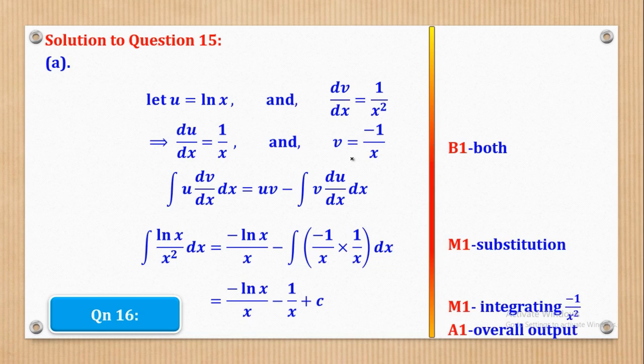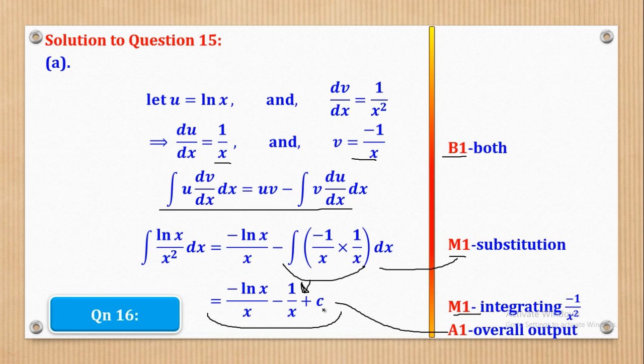So this B1 is for getting this value of v, and the value of du dx will come up with that B1. Then this one is for substituting in this expression for integration by parts, so substituting, you get that mark. Now this M1 is for you to integrate this to come up with this, so when I see this positive 1 over x, I'll give you that mark. And this A1 is for the overall output, for you to write the whole of this with the constant of integration. Remember that constant of integration has to be there for you to get this A1. So basically that's how the 4 marks could be got. Now let's go to part B.